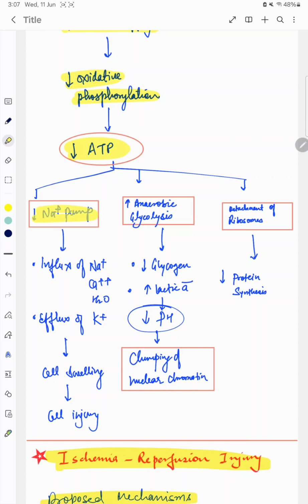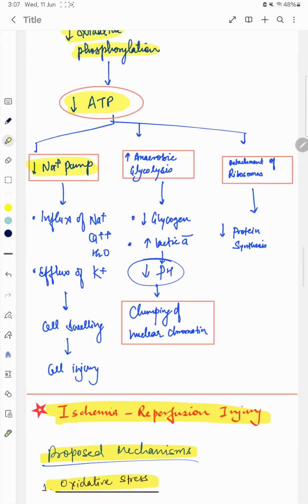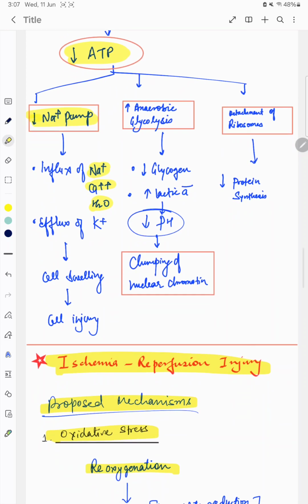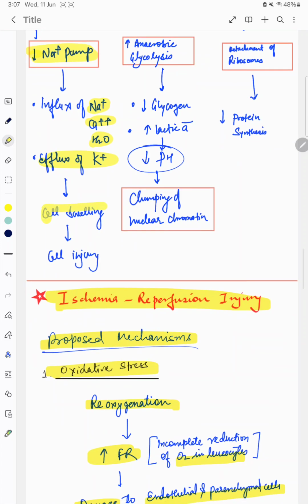Whenever this sodium pump functions improperly, this will result in influx of sodium along with water and calcium inside the cell and efflux of potassium, and this will result in cell swelling and cell injury.